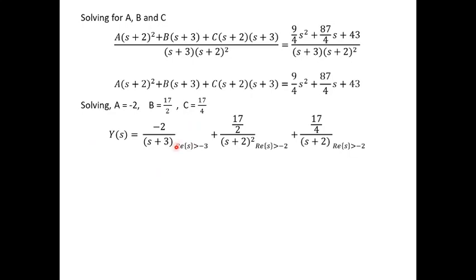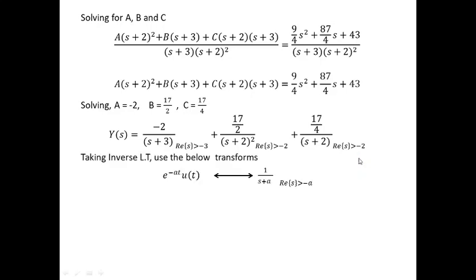So since it is not given whether it is a causal or non-causal system, let us assume the system to be a causal system, since all practical systems are causal systems. So we take the individual ROCs to be greater than their poles: real part of s greater than minus 3, real part of s greater than minus 2 and real part of s greater than minus 2. So now we need to apply inverse Laplace transform.